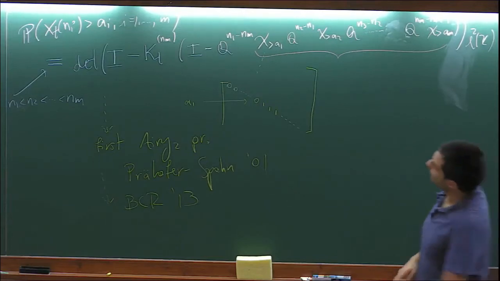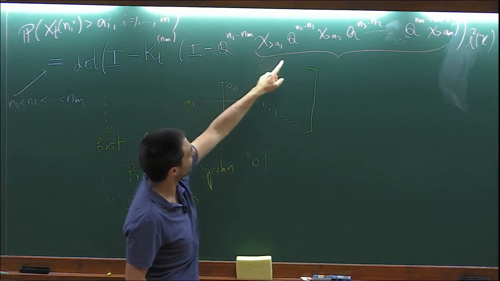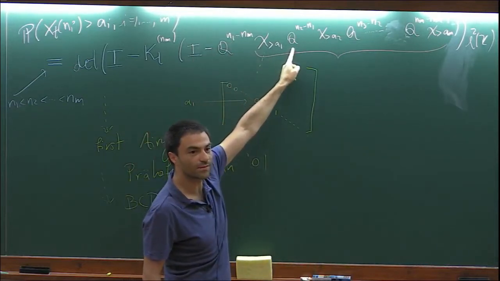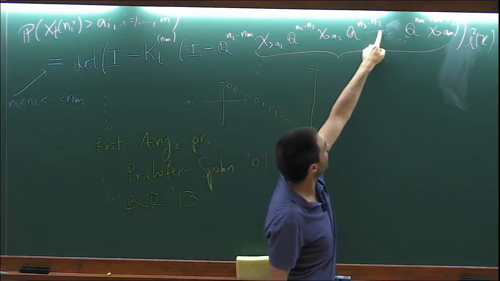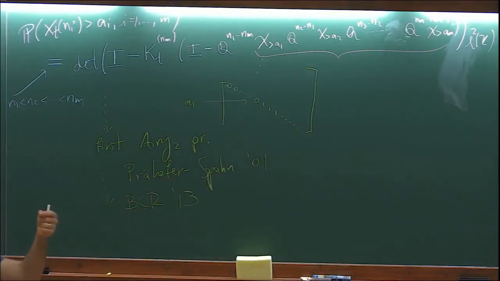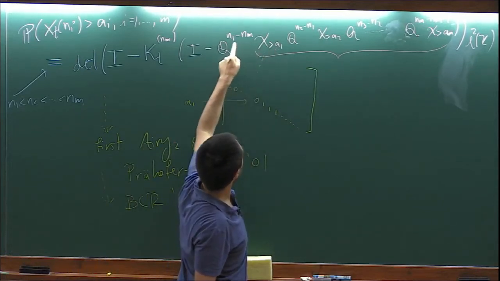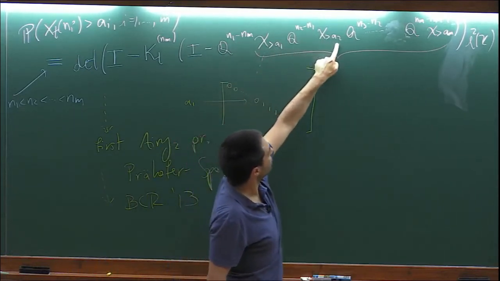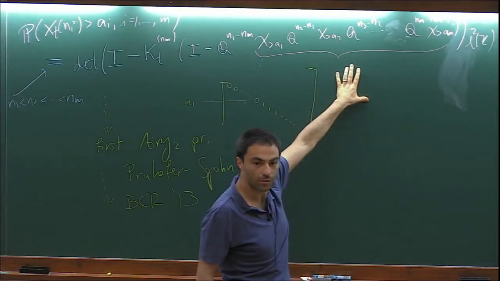Forget about this one, because n1 minus nm is negative. But this is the transition probability from time n1 to time n2 of my random walk. This is the transition probability from time n2 to time n3 of my random walk, and so on. So really, I have a random walk going from time n1 to time nm, and I'm asking it to stay above a1 at time n1, a2 at time n2, and so on. So this is just a hitting probability for my random walk.